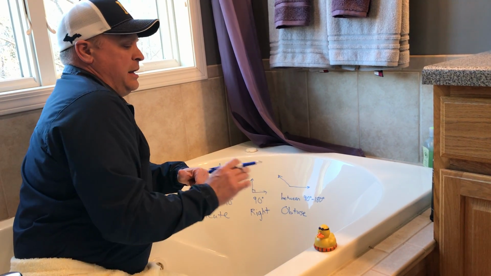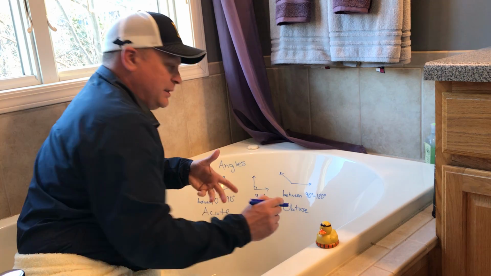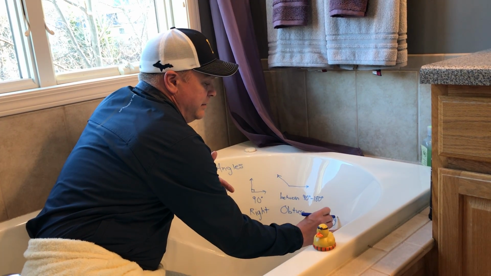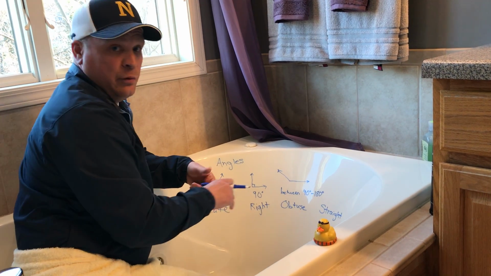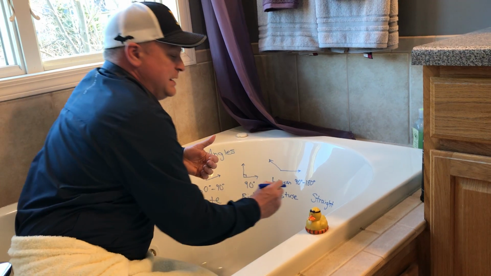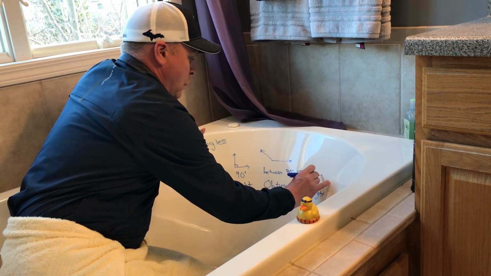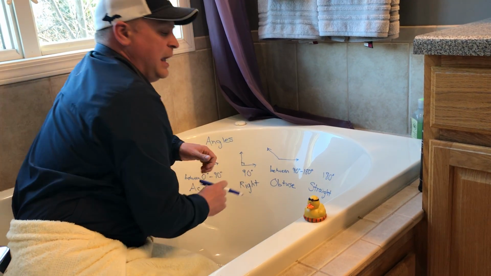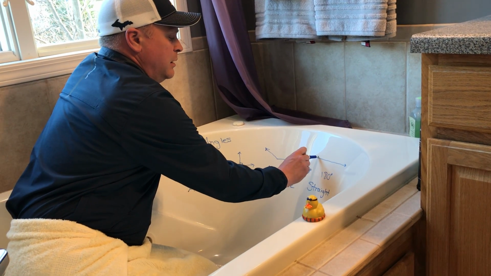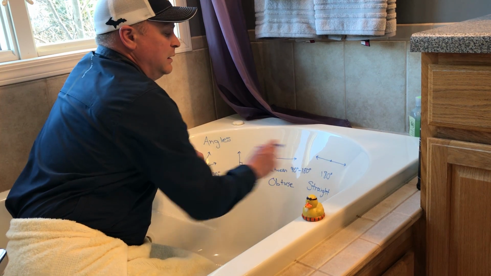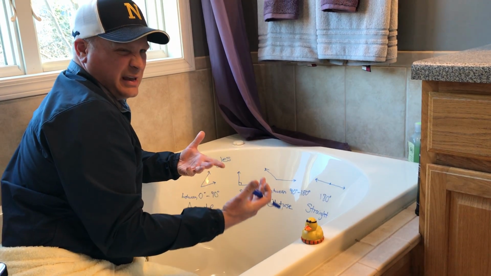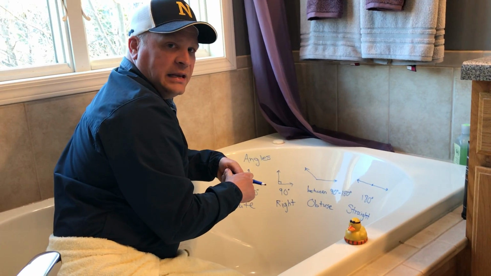Okay? The next angle is called a straight angle. And as we work our way around the bathtub, hopefully you're able to see that. A straight angle is exactly 180 degrees. And 180 degrees is nothing more than a straight line. Okay? So a straight angle is like a straight line, 180 degrees.